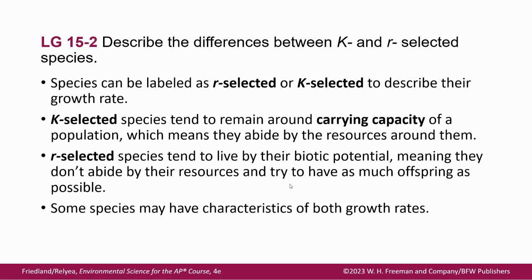K selected species tend to remain around the carrying capacity of the population, which means they abide by the resources around them. R selected species tend to live by their biotic potential, meaning they don't abide by the resources, and they tend to have as many offspring as they can. And some species may have characteristics of both growth rates. Like I said, it's a spectrum.